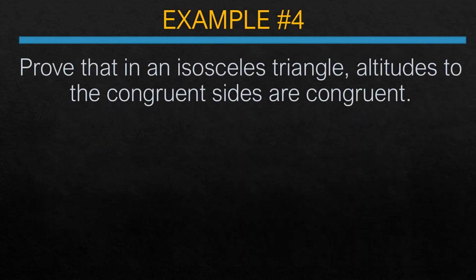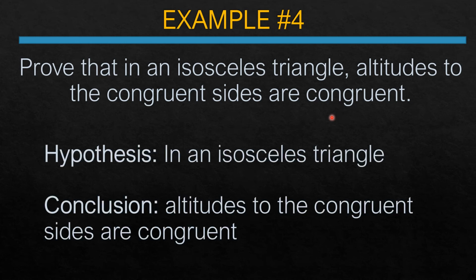Example number 4 wants us to prove that in an isosceles triangle, altitudes to the congruent sides are congruent. The hypothesis of the sentence is, in an isosceles triangle. And the conclusion, altitudes to the congruent sides are congruent.